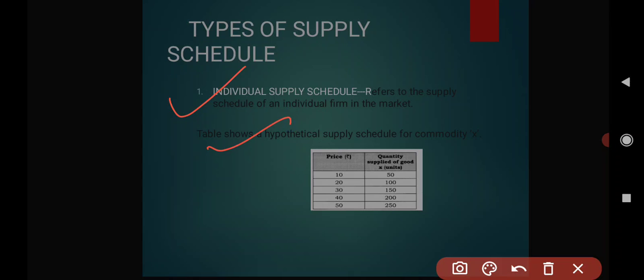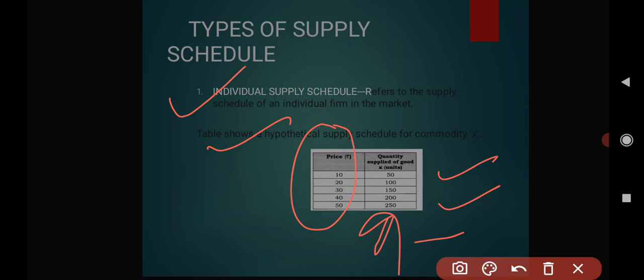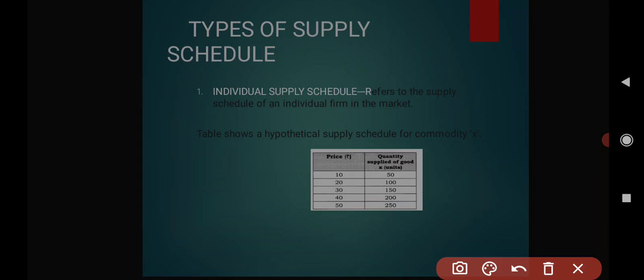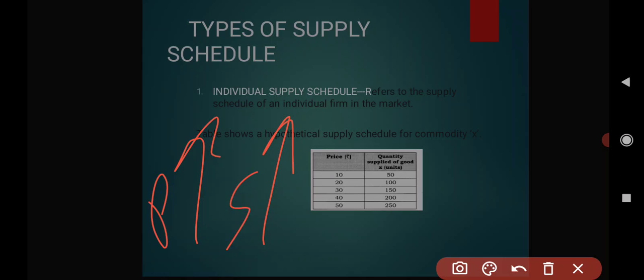The table shows a hypothetical supply schedule for the commodity, that is, at the prices of 10, 20, 30, 40, 50, the supply is 50, 100, 150, 200, 250 consecutively. So you see, with the rise in price, the supply is also increasing. There is a direct relationship between price and supply.